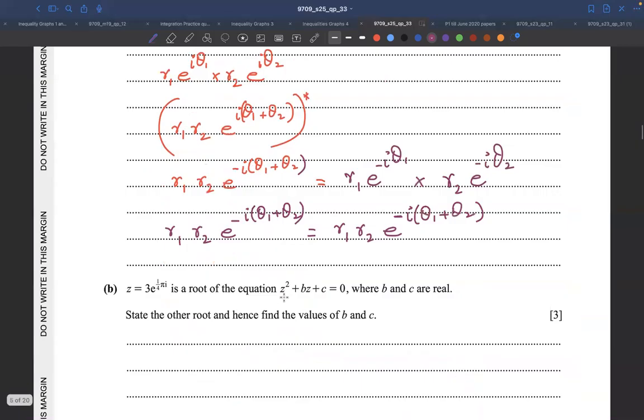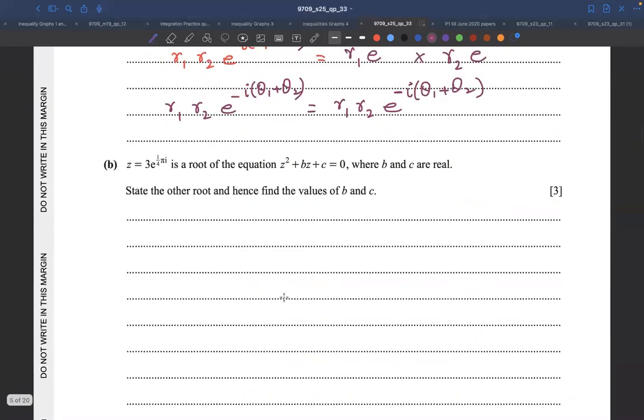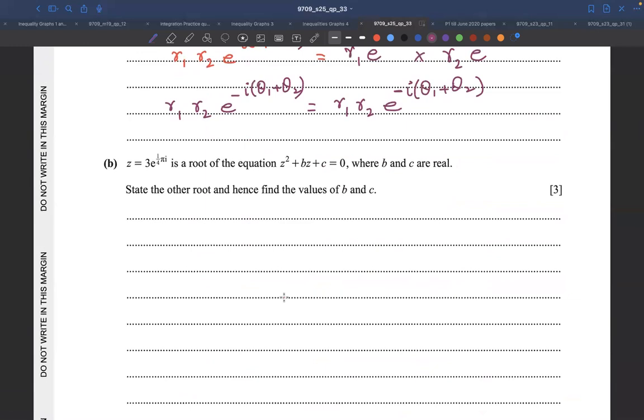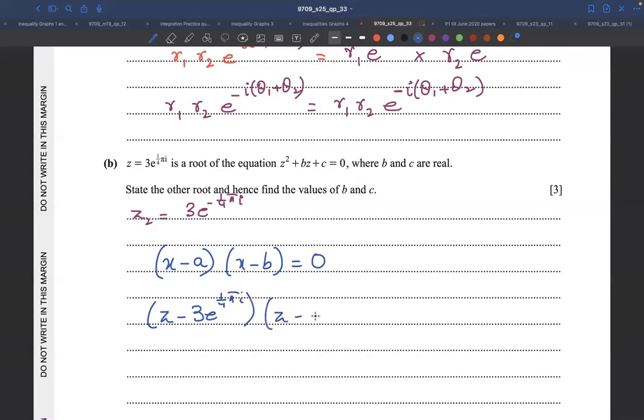In part B, Z is given as a root of the equation. We have to state the other root and hence find the values of b and c. Now we know in complex numbers, the roots are complex conjugates of each other. So this is one of the roots, and the other root, let's call it Z2, would be 3 e to the power negative 1 upon 4 pi iota. Now, if we have a quadratic, we normally write it as x minus a into x minus b equals 0. So instead of x, we have z, and one of the roots is 3 e to the power 1 upon 4 pi iota. The other root we'll write as 3 e to the power negative 1 upon 4 pi iota.